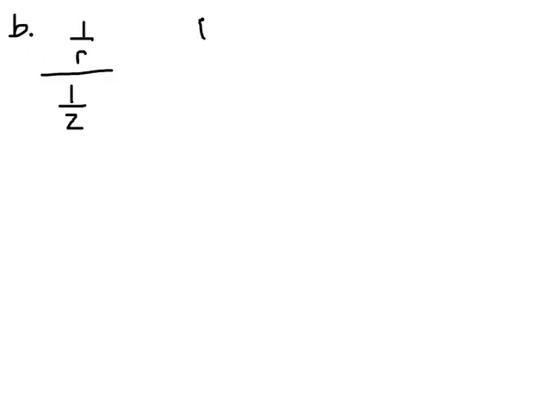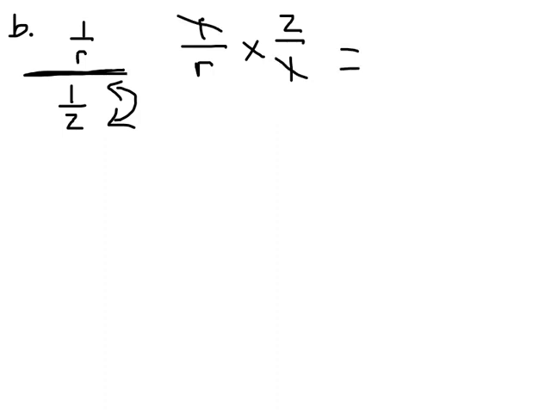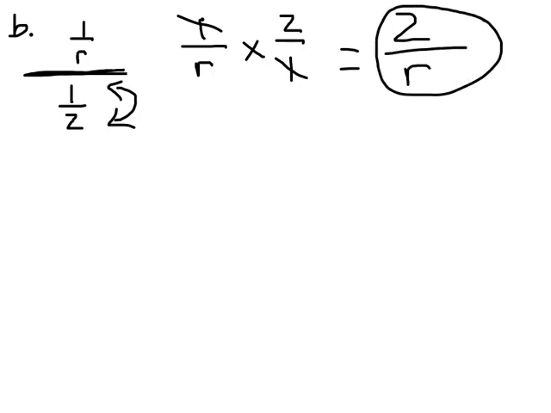All right, here we have 1 over r divided by 1 over z. So we're going to change the sign, and then we're going to invert the bottom fraction to z over 1. These will cross cancel each other out, and we are left with z over r as our final answer. Isn't that easy?